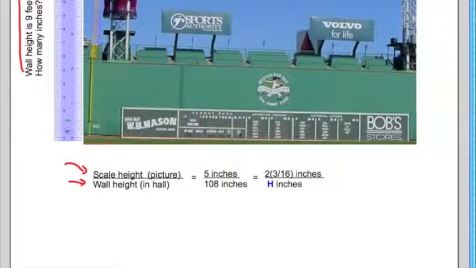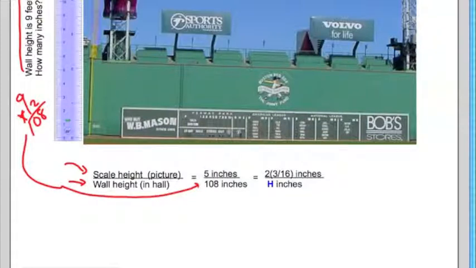How many inches is that? Well, 9 feet. There's 12 inches per foot. So that's 108 inches. That's where we get 108 inches.